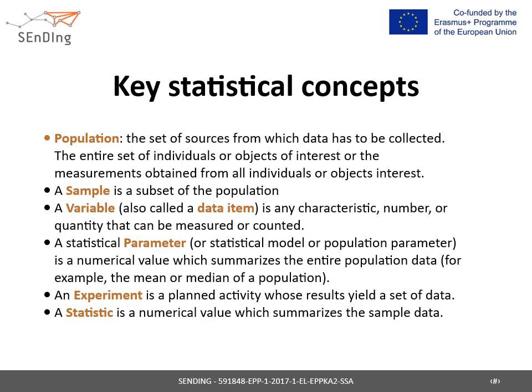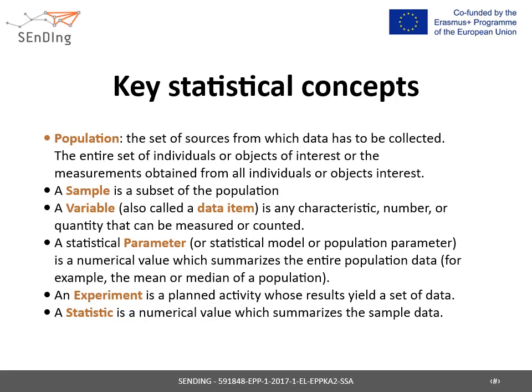Population is the set of sources from which data has to be collected. In other words, the population is the entire set of individuals or objects of interest, or the measurements obtained from all individuals or objects of interest. The sample is a subset of the population. The variable, also called a data item, is any characteristic, number, or quantity that can be measured or counted.